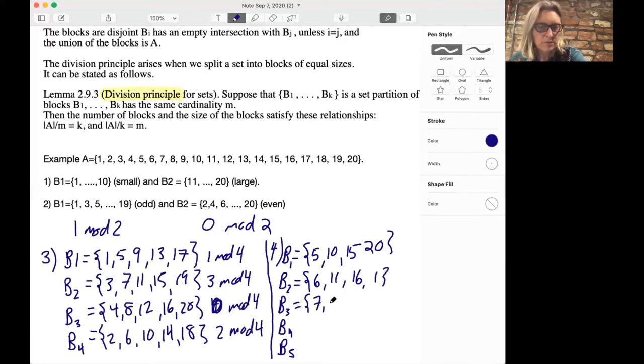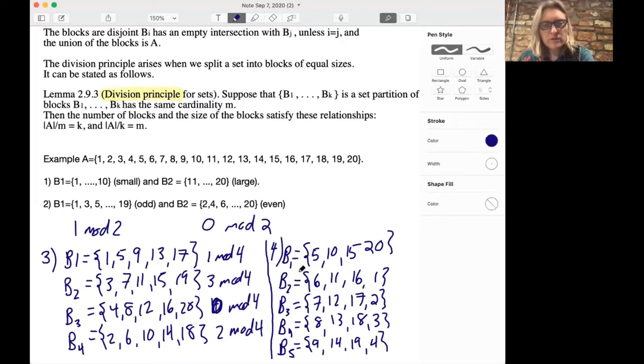Let's look at adding 2 to those. So we get 7, 12, 17, and 22. 22 is not an option. It's not in the set A. Okay, we can kind of keep on going here. So 8, 13, 18, and 3. And what's left? 9, 14, 19, and 4.